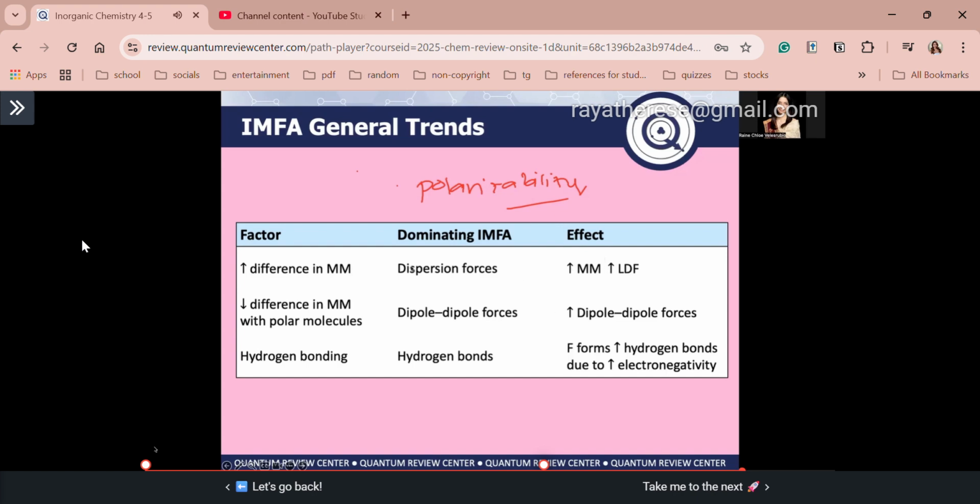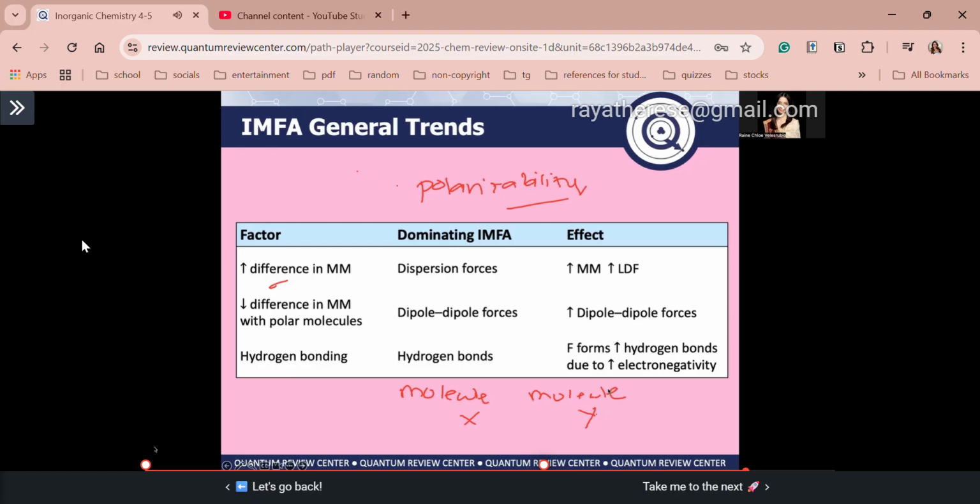So guys, when comparing the IMFA strength or boiling or melting point of molecules, these are the factors that you must consider. Let's say you are comparing the boiling point, melting point, or IMFA strength of two molecules, molecule X and molecule Y. If they have a large difference in molar mass, then the dominating IMFA is dispersion forces. When we say dominating IMFA, it is the type of IMFA that makes a molecule have a strong IMFA strength or high boiling point.